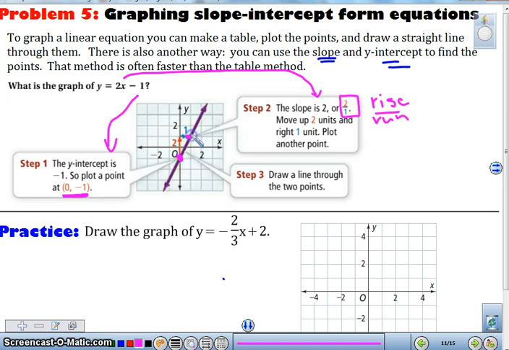We're going to do that again. Rise 2, over 1 to the right. Now, if your graph can't continue going up, you go back to the original point, and the opposite of going up 2 is to go down 2, and then go back 1. Once you have 3 or 4 points on your line, draw the line through those points.